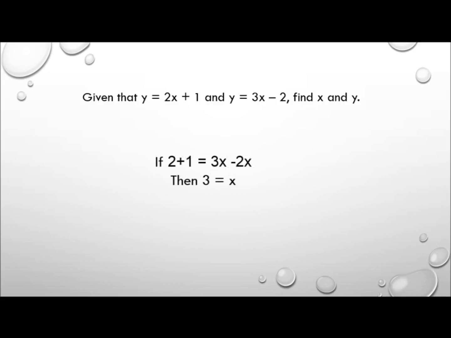And if 2 plus 1 equals 3x minus 2x, then 3 equals x. Again, all we've done here is to combine like terms, and we remember that combining like terms doesn't change the balance on either side of the equation. And of course, if 3 equals x, then x equals 3. That's the fundamental property of equality that allows us to do these simultaneous equations in the first place.